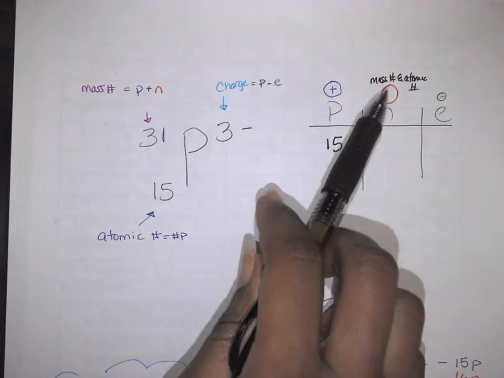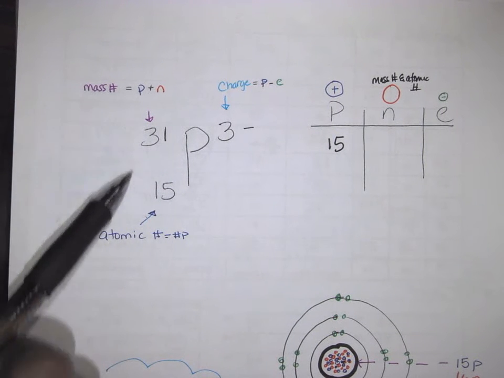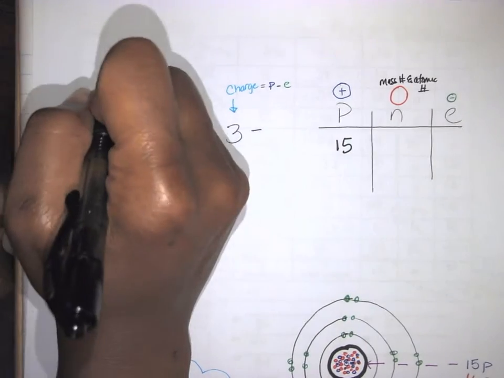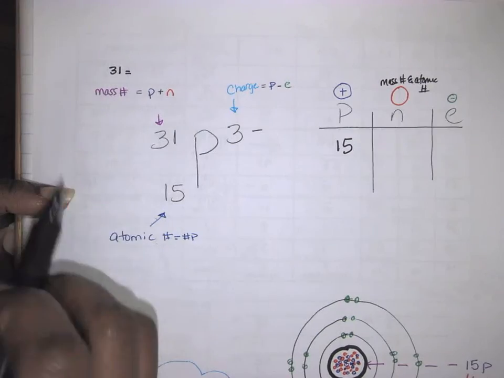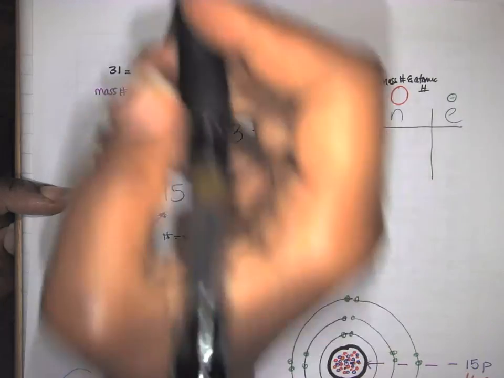So for the neutrons, you're going to look at the mass number and the atomic number. Now the mass number is the number of protons plus neutrons, and we know we have 15 protons. Our mass number here is 31. So I'm going to just sort of put my numbers in above. So 31 is the mass number. The number of protons is 15.